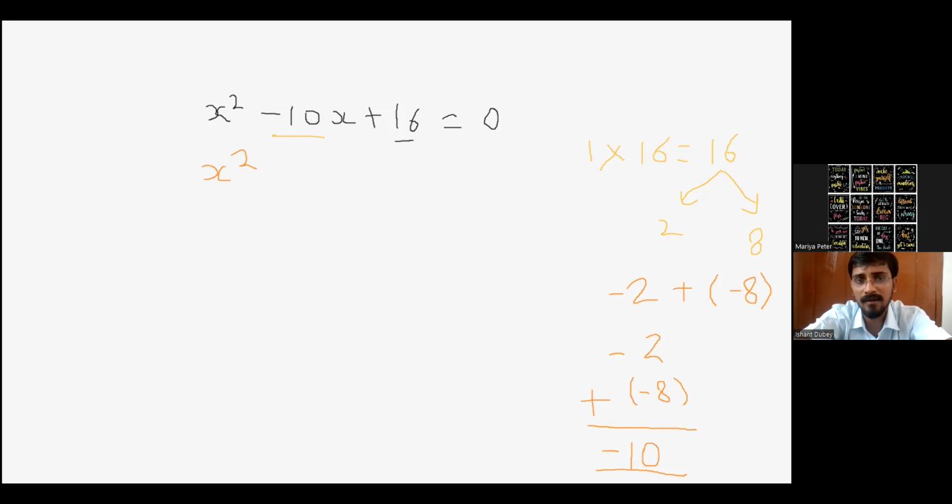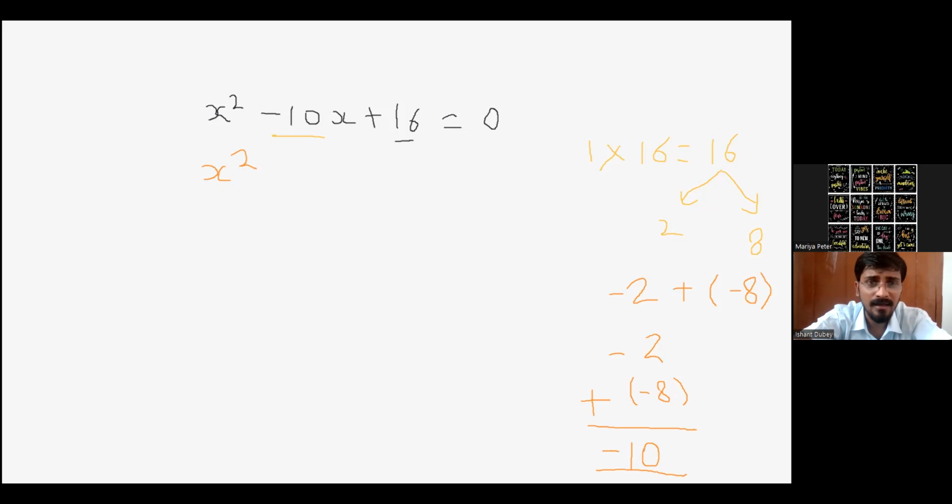Minus 10. Okay. So now you can see I have divided my 16 into two parts, that is 2 and 8. Now if I multiply 2 with 8, I will get 16. That is what I said in the beginning, right? And if I do minus 2 plus minus 8, what will I get? Minus 10.